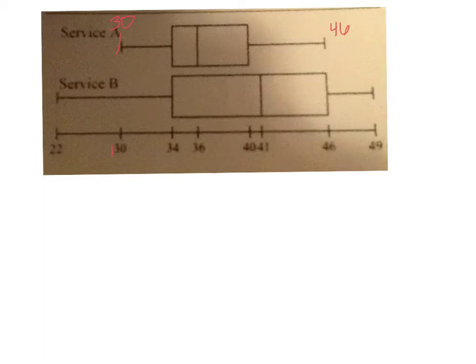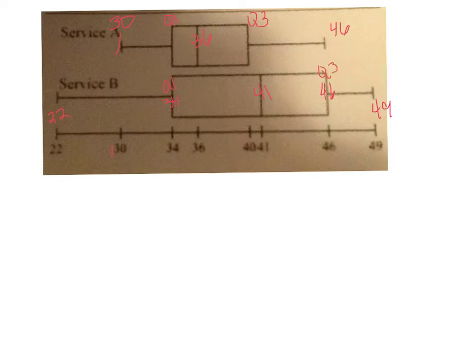The median here is 36. Okay. All right, and then you have your quartile 1, quartile 3. Okay. Now service B, okay, it has a min of 22, max of 49, median of 41. Then it has a 34 is quartile 1, and then a 46 is quartile 3.